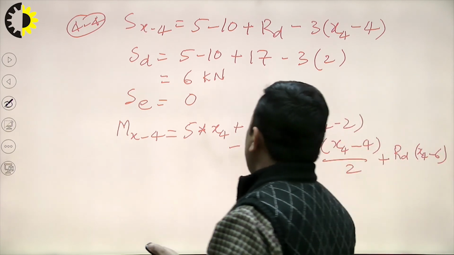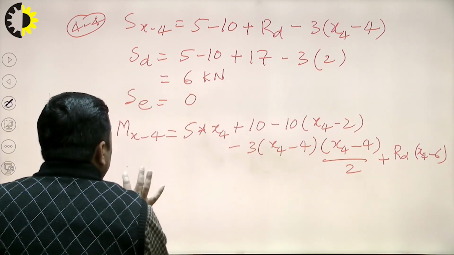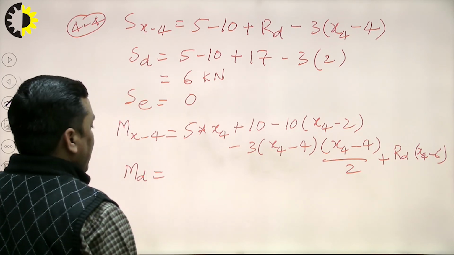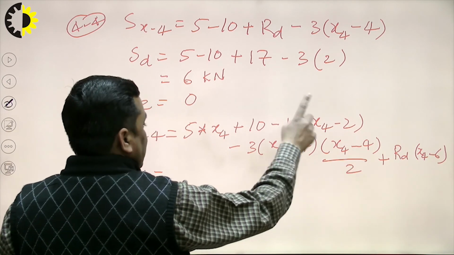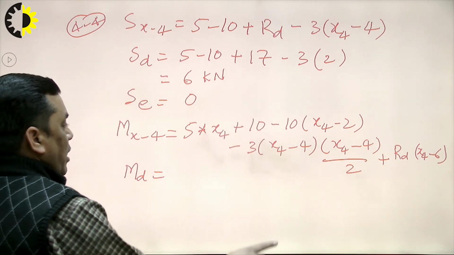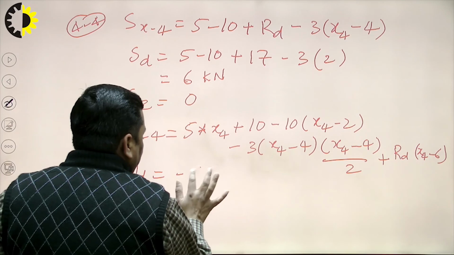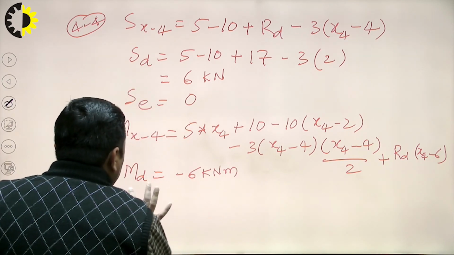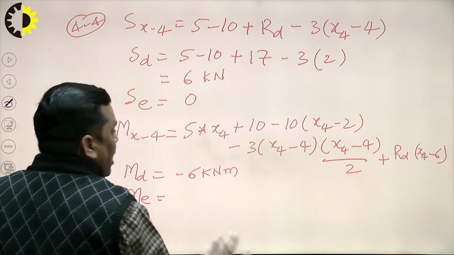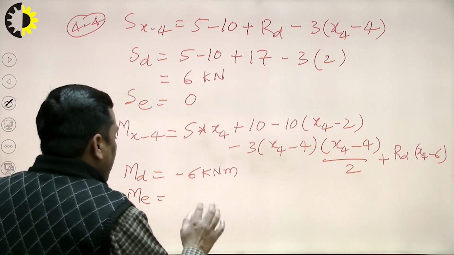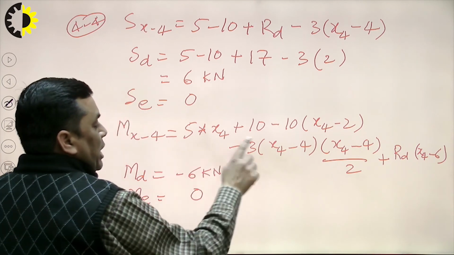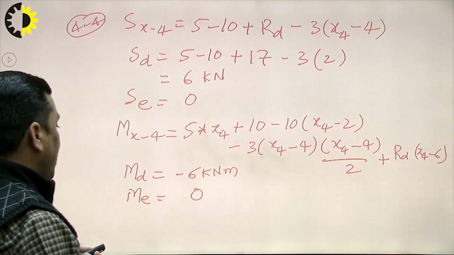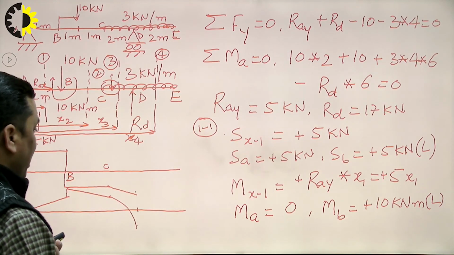Okay. For finding out the value of bending moment for point D, we can take x4 value as 6. So, when you are calculating, it will be minus 6 kilonewton meter, and for point E, put the value of x4 as 8. So, it will come out 0. Equation parabolic, x square. Okay. So, now we can draw the shear force and bending moment diagram also.